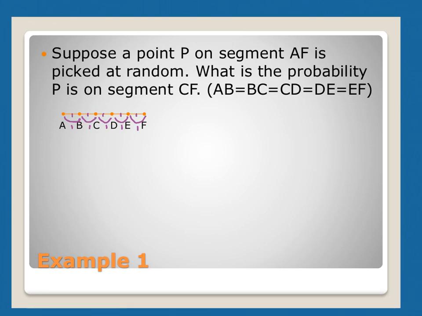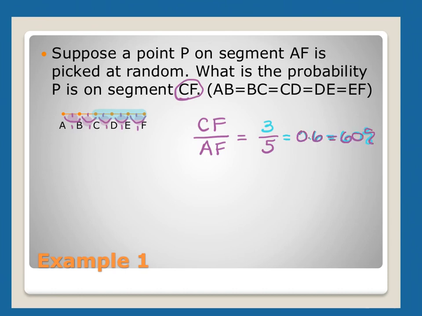If I want to know the probability that it's on CF, I'm going to find the length of CF, and I'm going to put it over the length of the entire segment, which is AF. So if we start with AF, that's 1, 2, 3, 4, 5 units long. And then we want to look at just CF. So from C to F would be 1, 2, 3 units long. So the probability that P is located on CF would be 3 out of 5, or 0.6, or 60%, depending on how the answer is asked. If it's not asked, then you'll leave it as that simplified fraction.